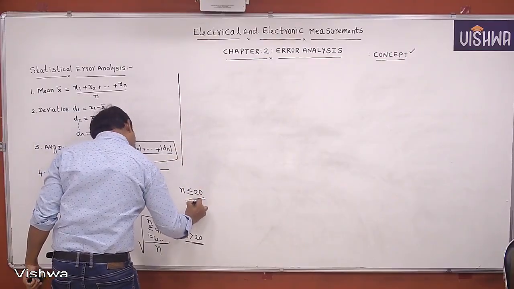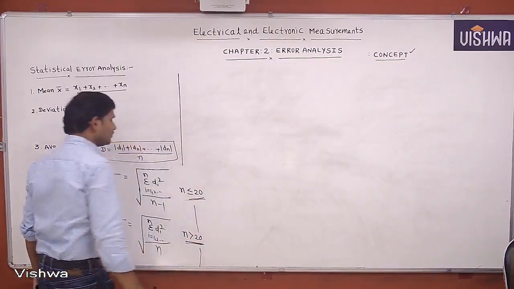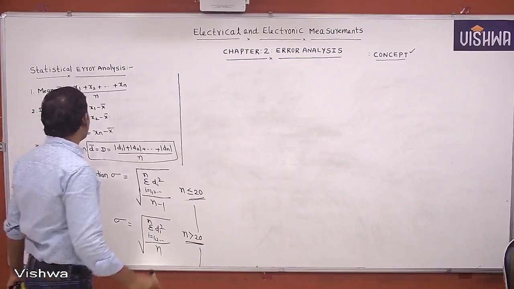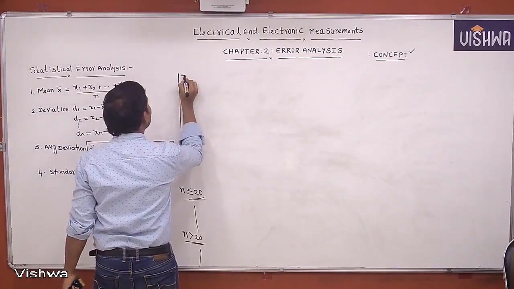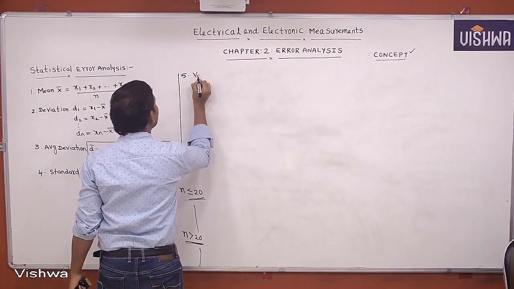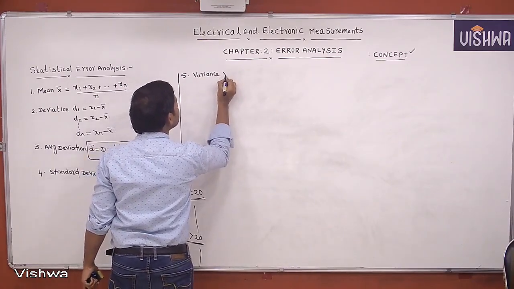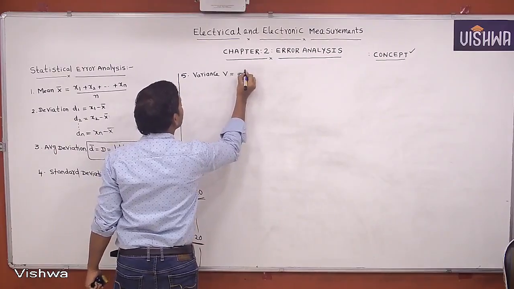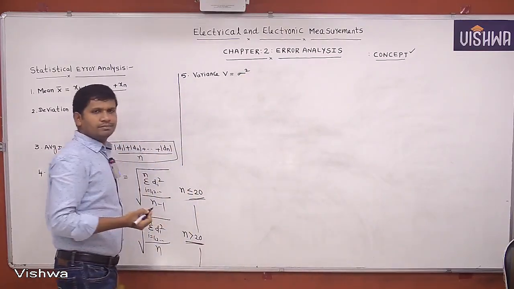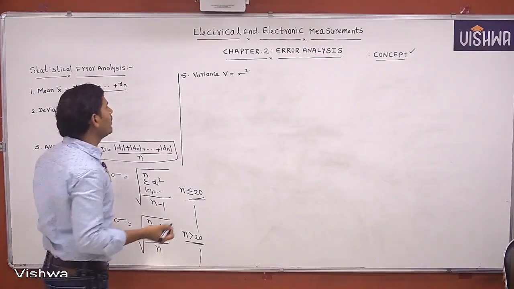parallelly note down, don't wait. Listen. Next, write down. Once you know the standard deviation, how to calculate variance. You know this, what is the relation between variance and standard deviation? Variance equal to sigma square. Variance V equal to sigma square.